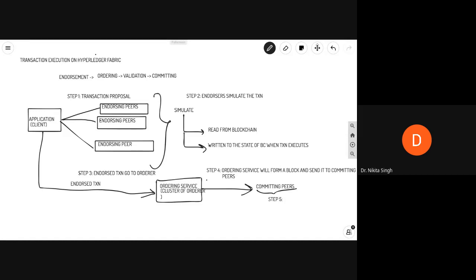Now, the committing peers will get the block. The committing peers will validate the transactions in each block. They will validate the transactions in each block. How do they do it?